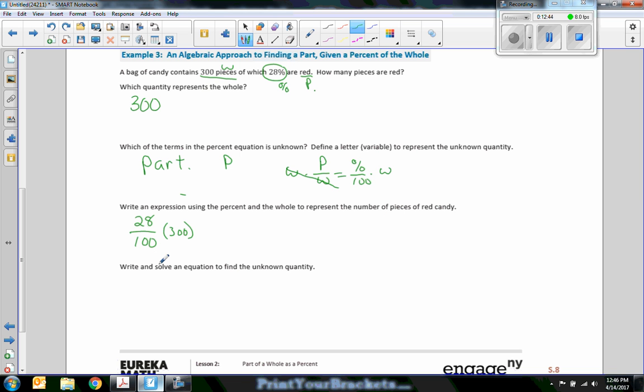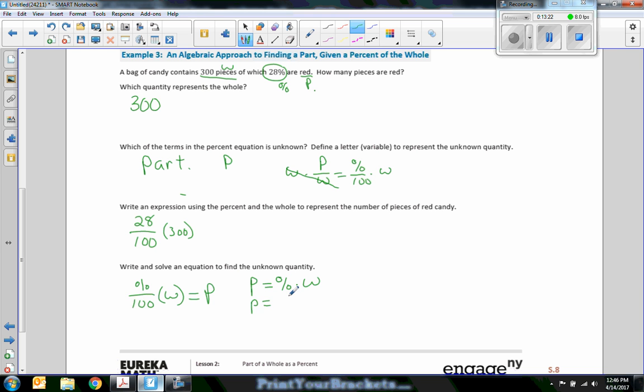Okay? So now it says to write and solve an equation to find the unknown quantity. So now I could say percent over 100 times the whole equals the part. Okay? Or part equals percent times whole. Part equals percent times the whole. So this is just a rearranging of this proportion. So if I want to know the part, it says write and solve. So I write the equation, and I substitute in my givens.